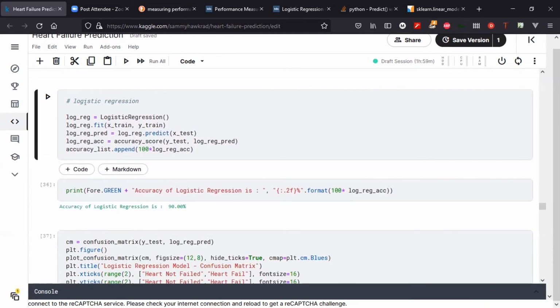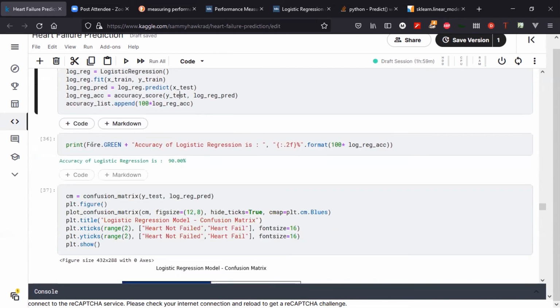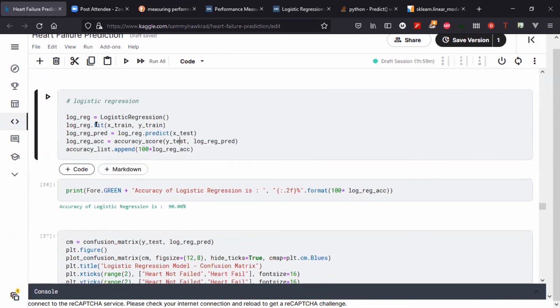So I've already run this entire notebook, and our training is already done, and we can see here that the accuracy of this logistic regression is 90%. What this means is that 90% of the time, the model will be able to determine whether a person is going to survive or die.